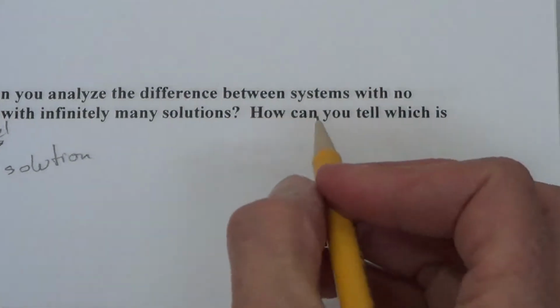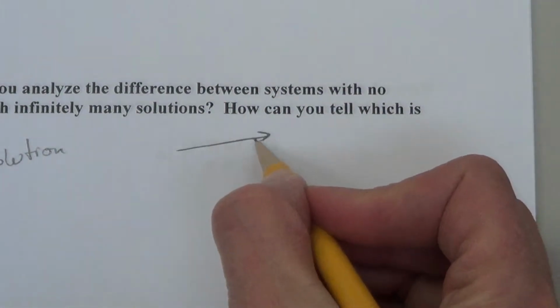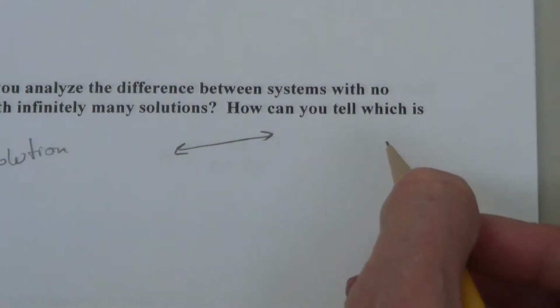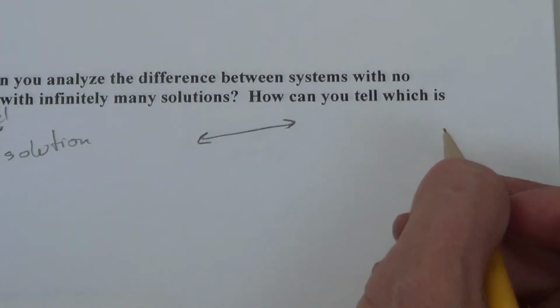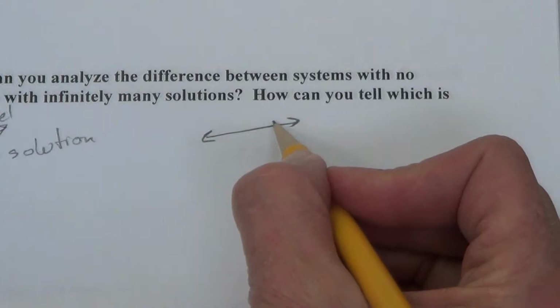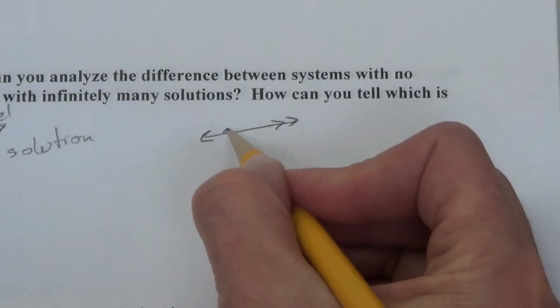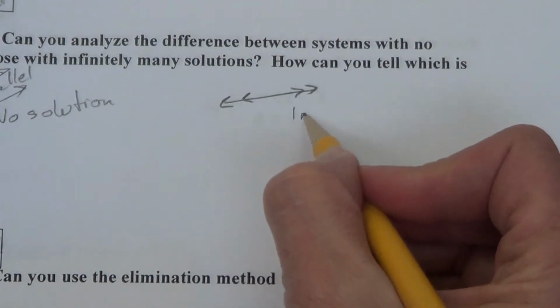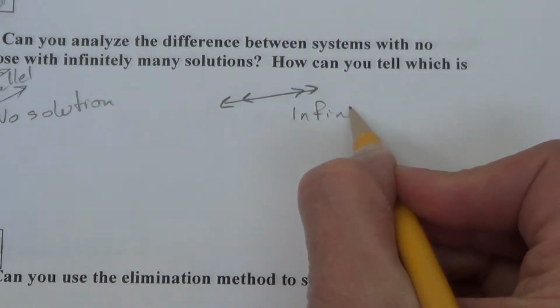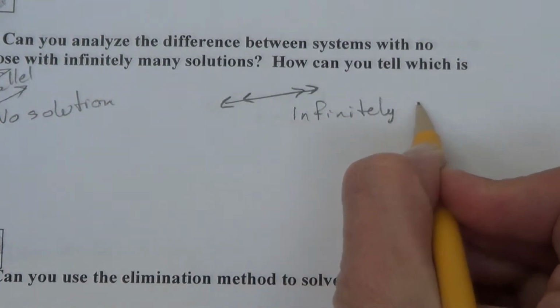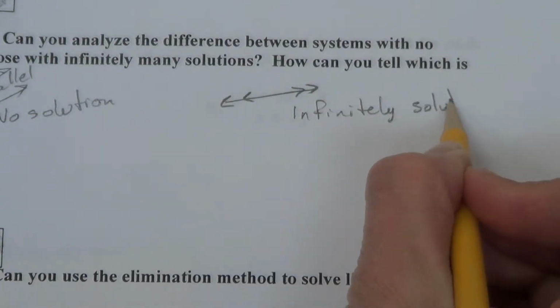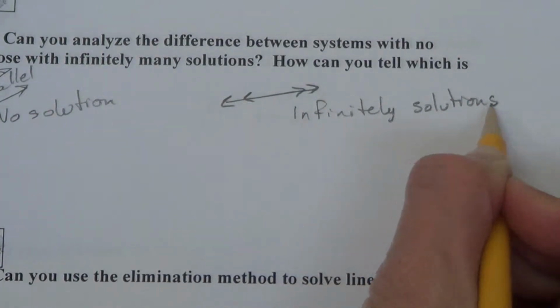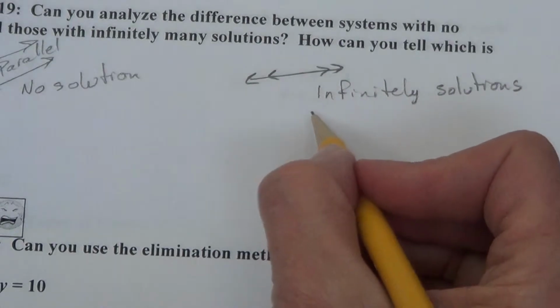Now, infinitely many solutions, go ahead and draw that. Draw what infinitely many look like. If you're adding arrow tips here and here, that's perfect. They are the same line. That is infinitely many solutions. And they are the same line.